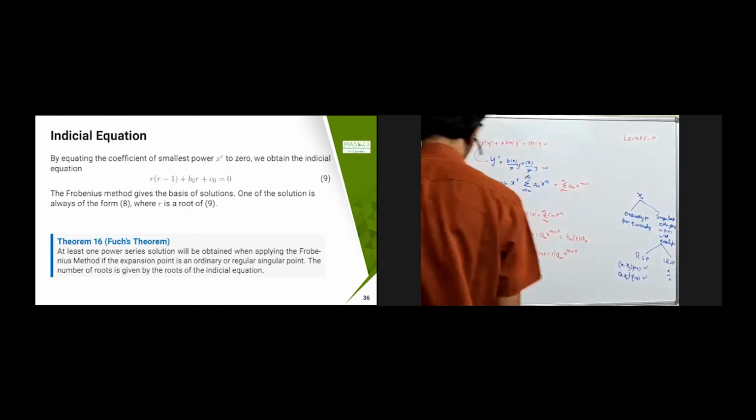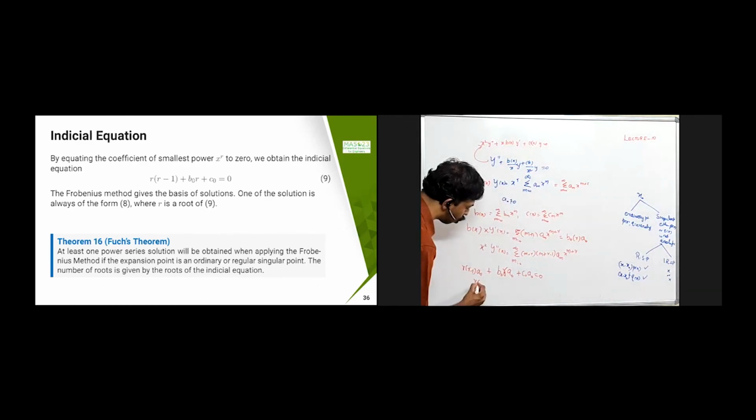Therefore you can write this as a naught times r into r minus 1 plus b naught into r plus c naught, equal to 0. Remember that in the beginning of this theorem I mentioned that in order to find my r, I have to choose a naught not equal to 0. Therefore, since a naught is not equal to 0, we have the equation r into r minus 1 plus b naught into r plus c naught equal to 0. This is my initial equation for this ODE.